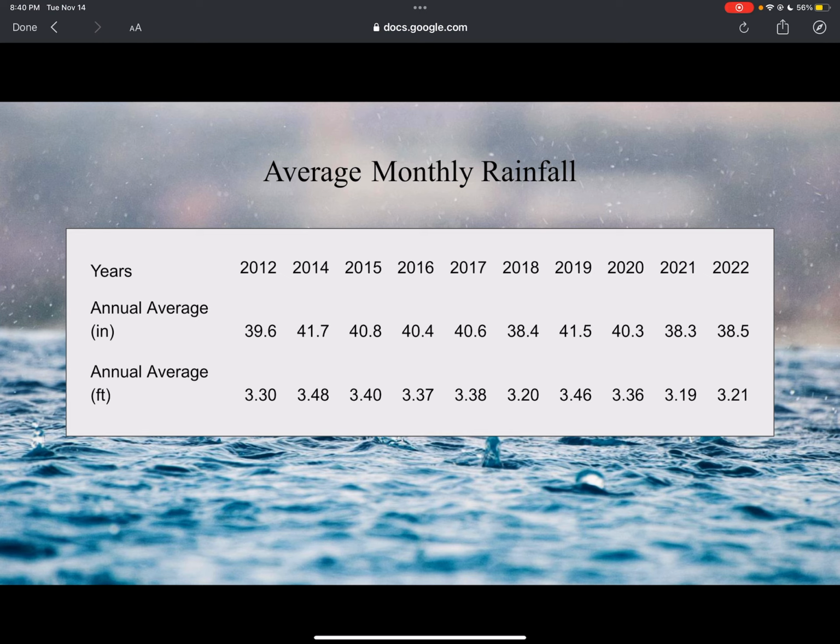Here are the years and the average rainfall in both inches and feet. As you can see, it starts in 2012 with 39.6 inches, and the highest point in the next 10 years is 2014 with 41.7 inches, before bouncing around in the 38 to 40 ranges the following years. Engineers use these data and techniques to make plans as to how to deal with future potential events and see potential threats that they should be wary of.